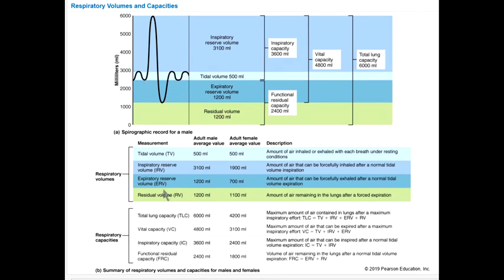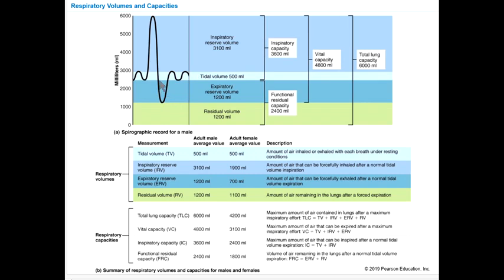Inspiratory reserve volume, which we can see right here in this darker color blue, is the amount of air that can be forcibly inhaled after a normal breath, after a normal tidal volume. And you can see, compared to 500, we have an extra 3,600 milliliters of inspiratory capacity. That's of inspiratory reserve volume, not capacity.